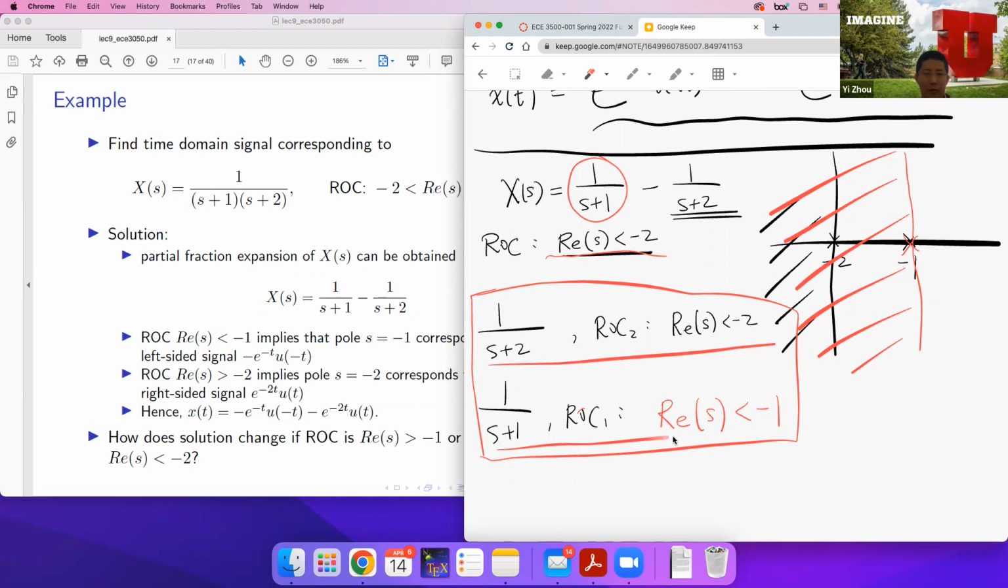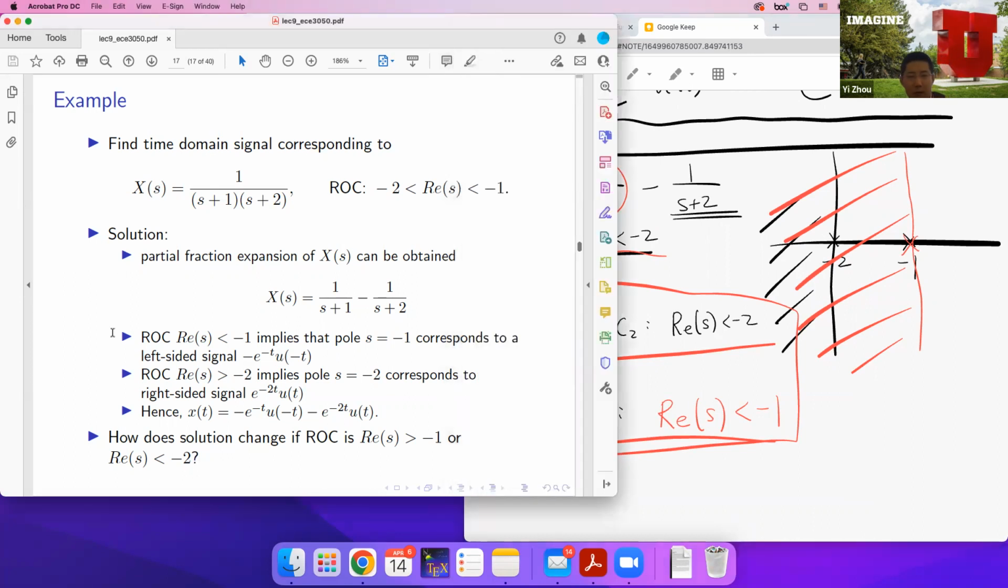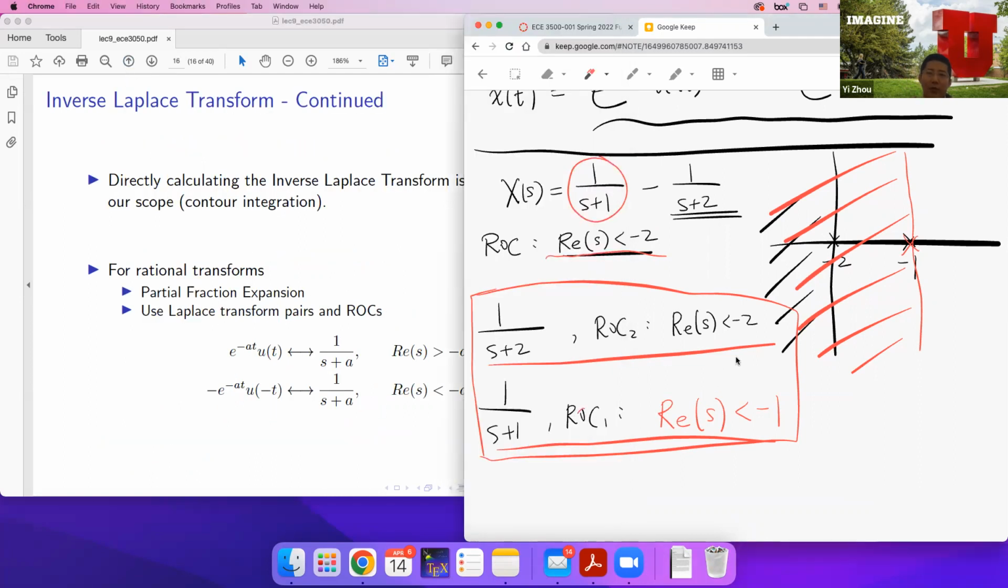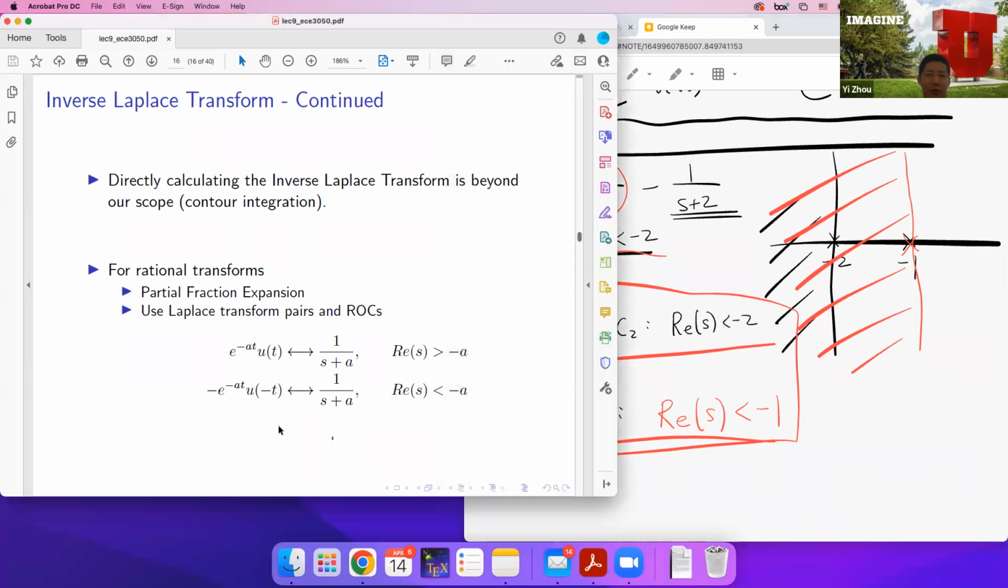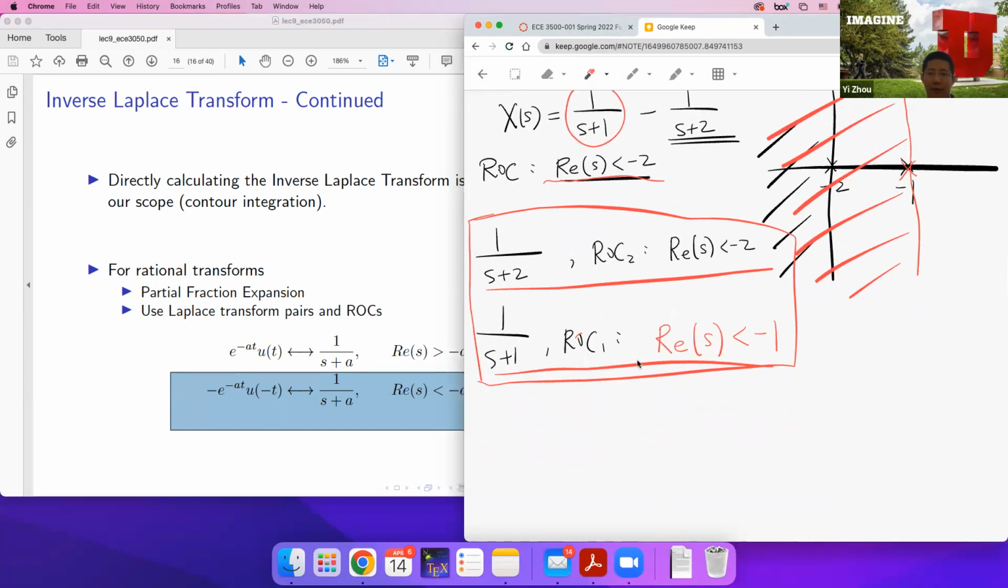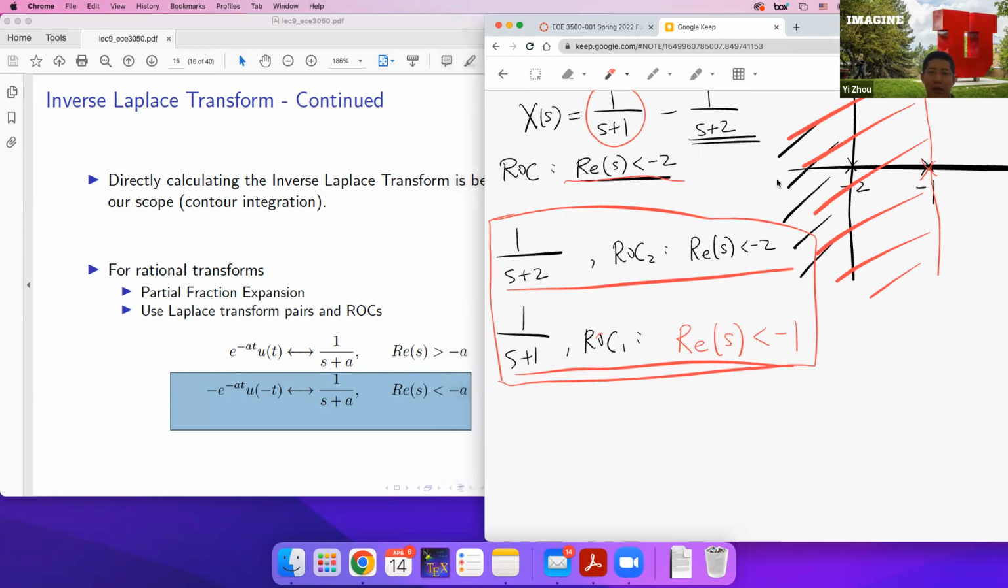Now after that, you just refer to the table, right? So you go back to this table. Now both of these Laplace transforms have left-sided ROC. So we need to apply this pair of transformation. Looking at ROC1, looking at the first one, the A should be 1. And then going back, the corresponding signal is negative e to the power of negative t u negative t.